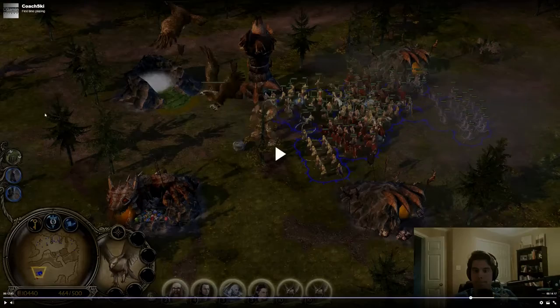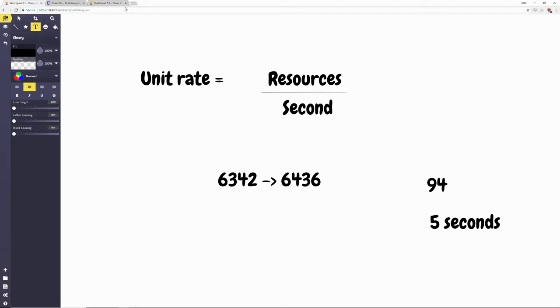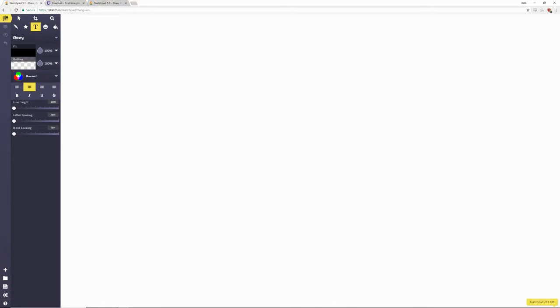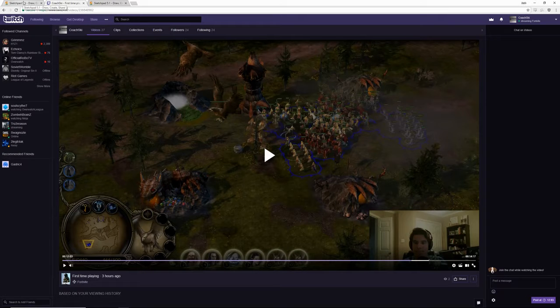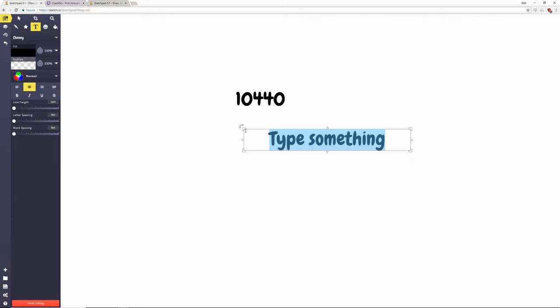All right, I'm going to pause it one last time. Okay. And we're going to go back to Sketchpad. Reload it. And make sure I got the right numbers for you. Okay, and so the two numbers that I started out with, I actually lost some resources there because I ended up losing some units in the fight. So I started out at 10,440, and then I went down to 10,352.